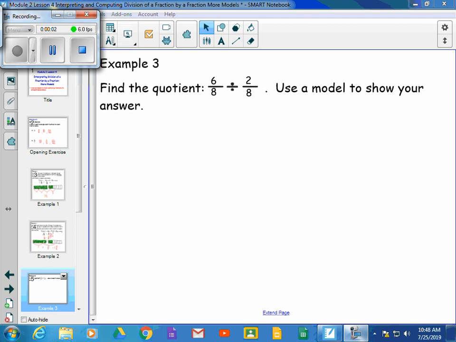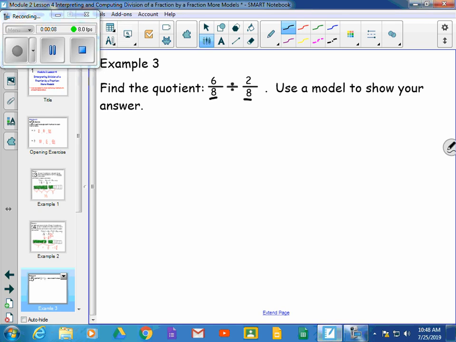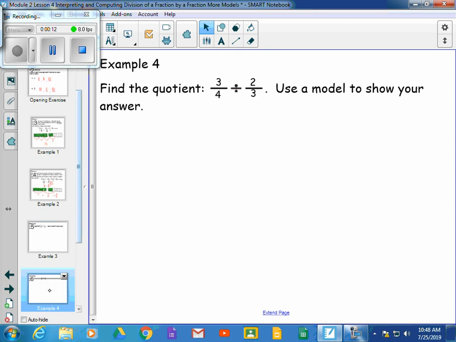I'm going to skip example 3 because if we look at it, that problem has common denominators of 8, and we already did an example like that in example number 1. So I'm going to move ahead to example number 4.